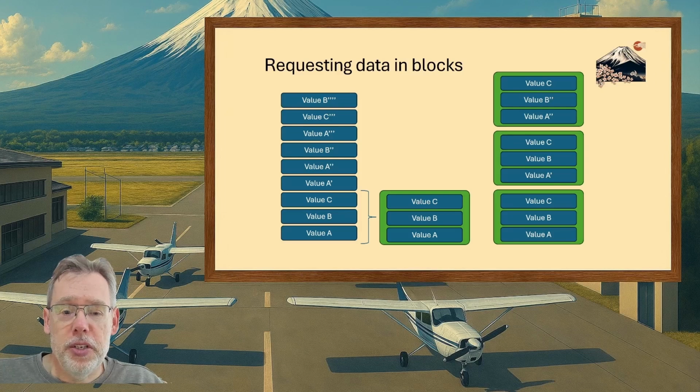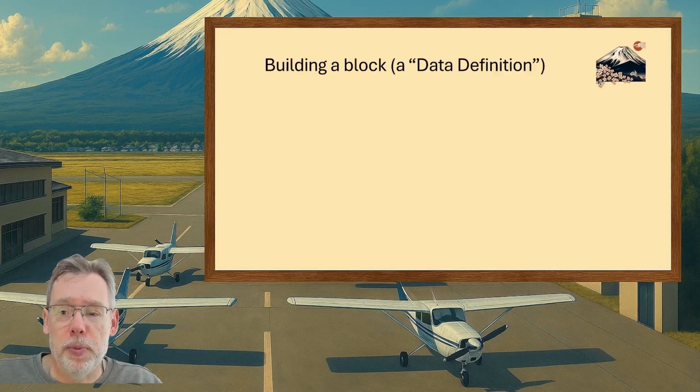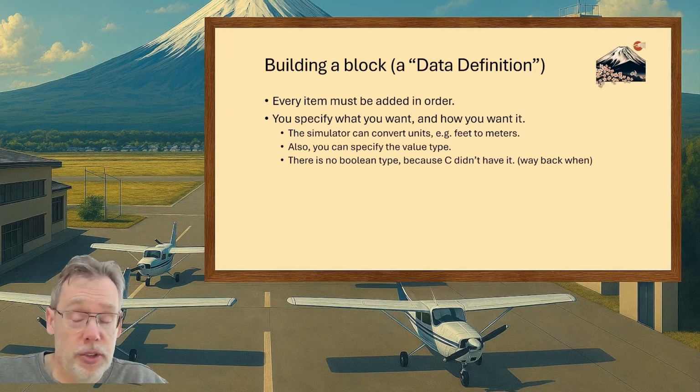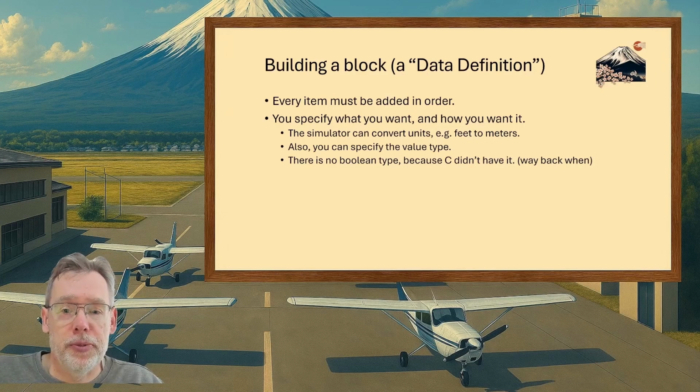So what we first need to do is define how that block is built up. We call this a data definition. Every item must be added to the block in order. You can specify what you want and how you want it. The simulator can convert units for us. So if it's a length or a height, then we get it in feet or in meters or even in centimeters or yards or nautical miles. We tell the simulator what we want. It will convert it for us before it sends over the block of data.